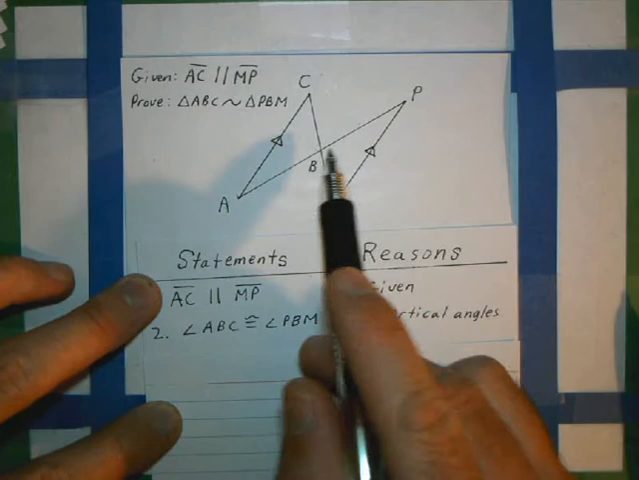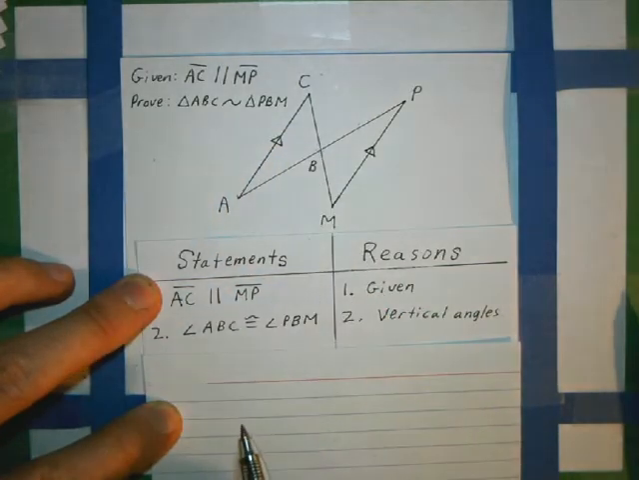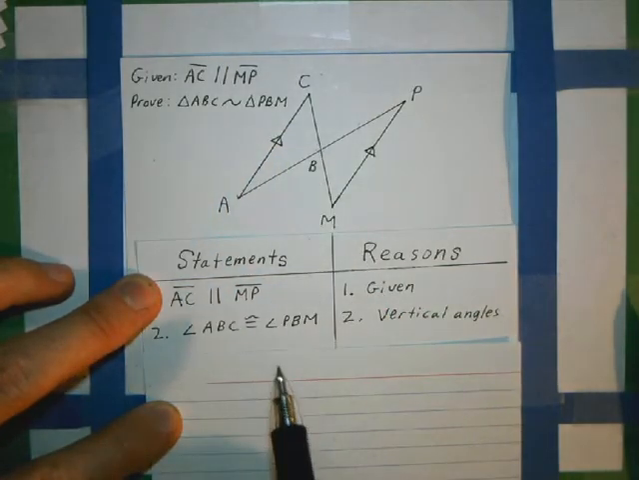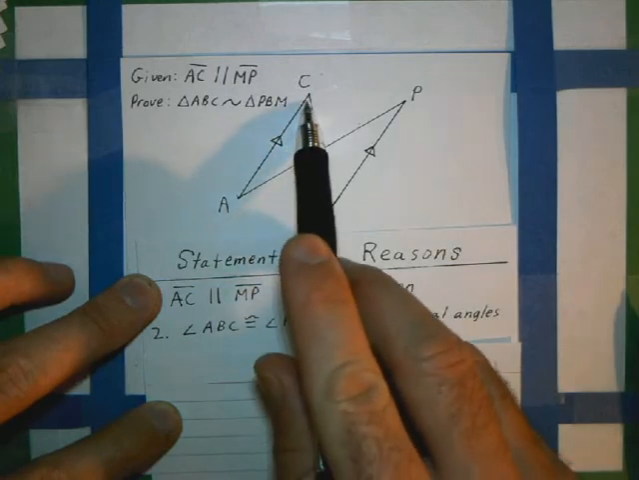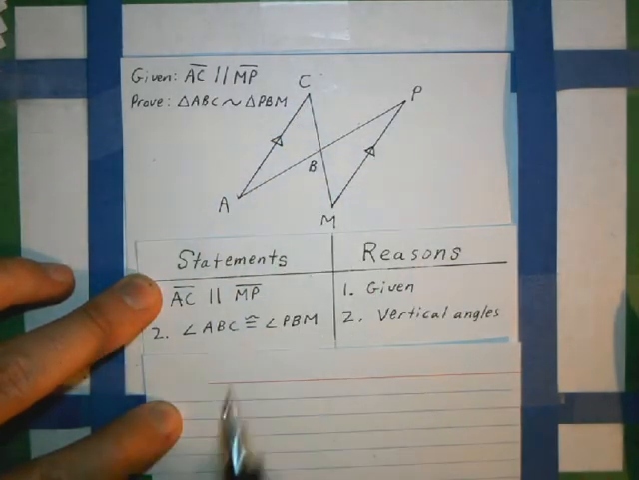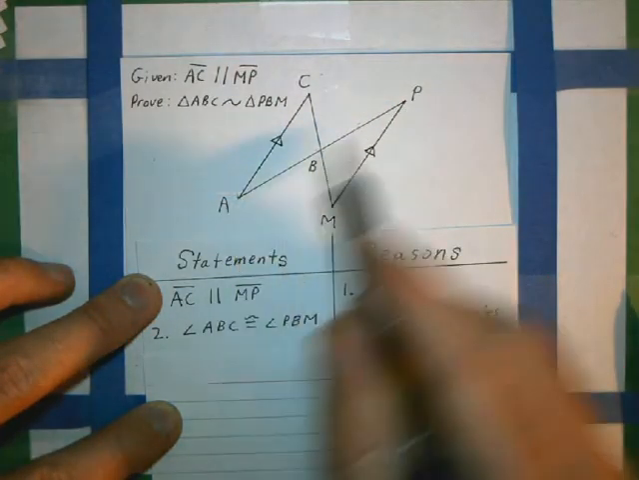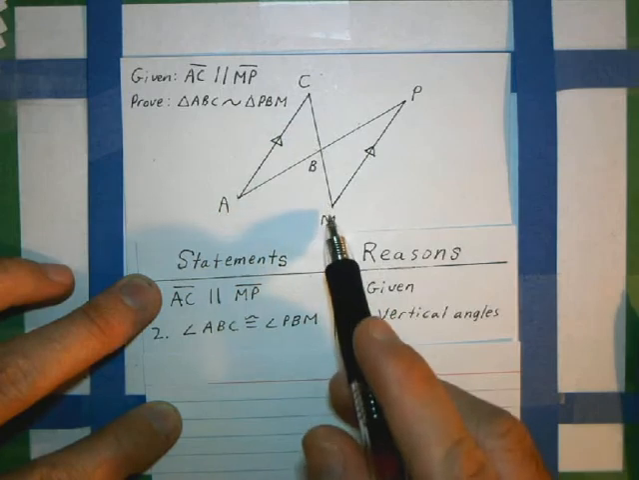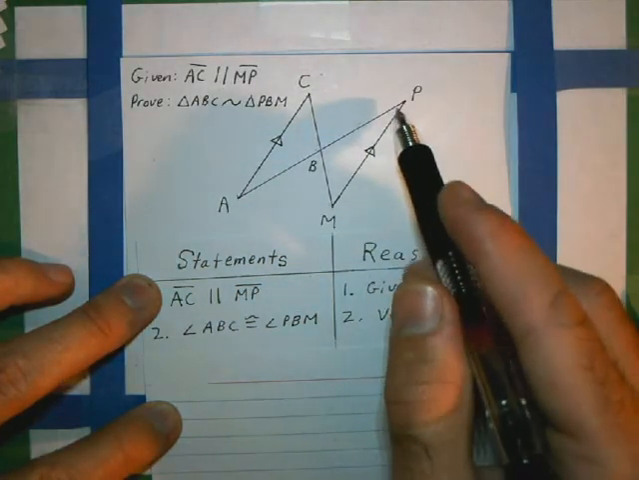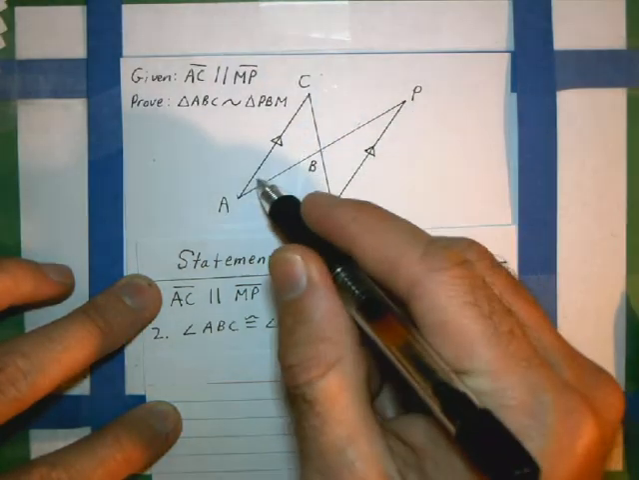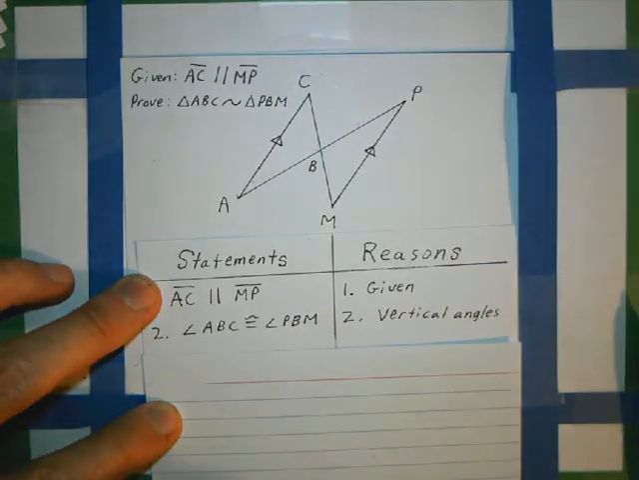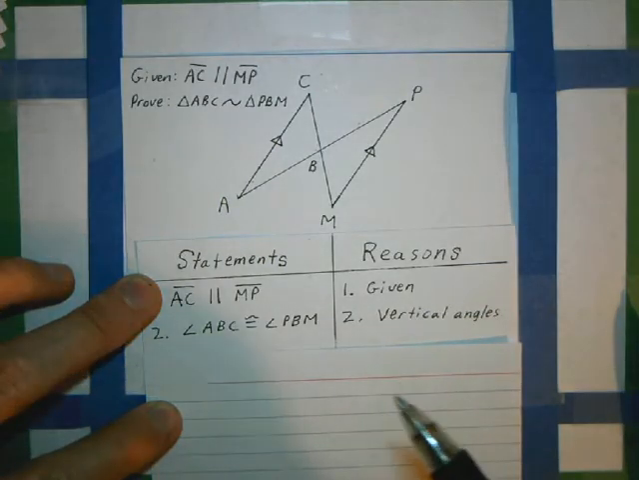So now we've got one set of congruent angles. We still need more. Well, let's use what they gave us, that these are parallel, and use what we know about parallel lines. Parallel lines cut by a transversal, we could use this one or we could use this one. So what are these angles? They're alternate interior angles. So we know that they're congruent.